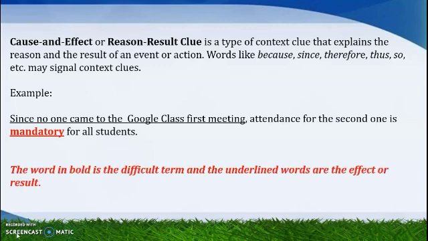The word in bold is the difficult term or the unfamiliar word, and the underlined words are the effect or the result. In here, the word mandatory is the unfamiliar word, and the reason for the word mandatory is because no one came to the Google Class first meeting.